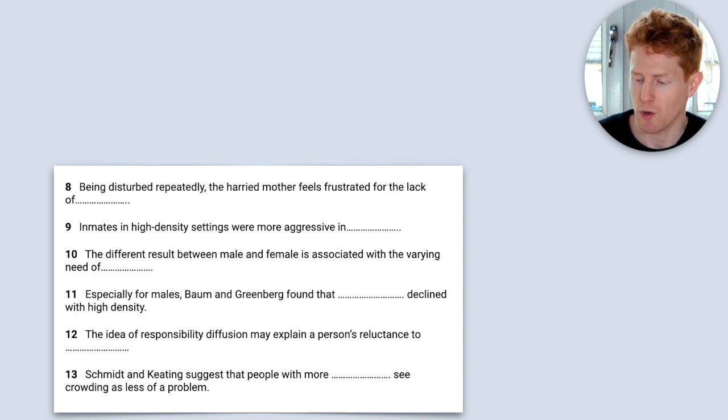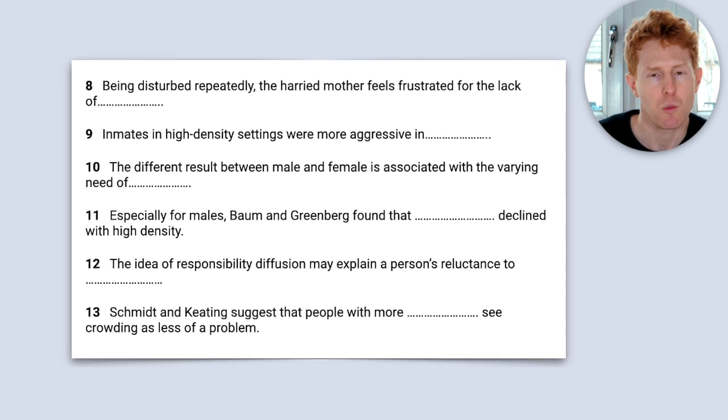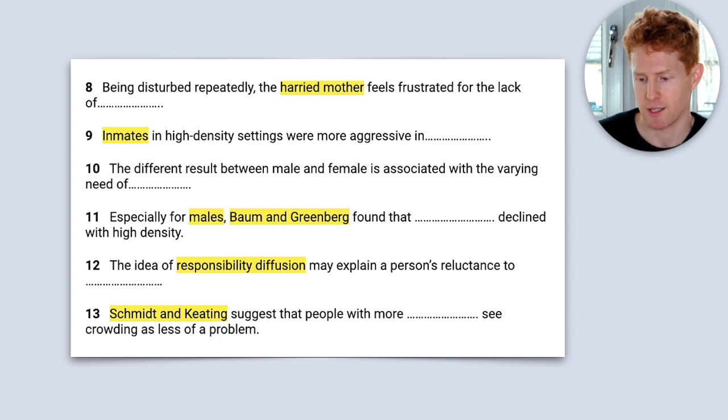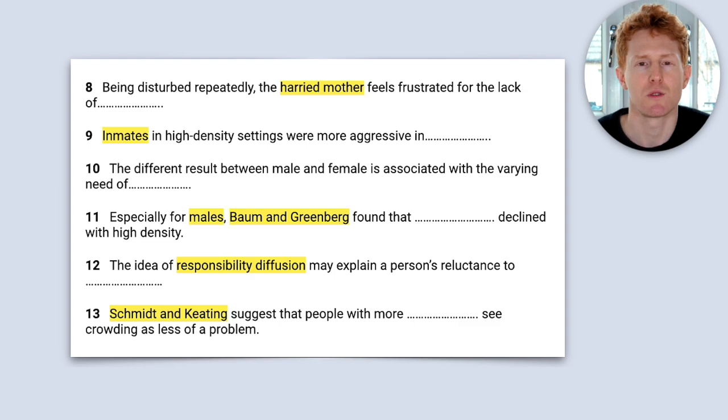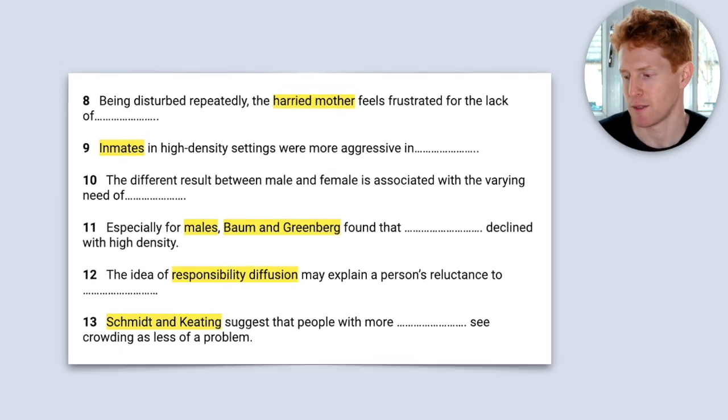Which words would you highlight here? Remember, these are words that are going to help you locate the answer in the text. If you're doing it on the screen, then just make a decision. If you're doing it on a PDF, then feel free to highlight those words. Here are the words that I've highlighted. Things like harried, mother, inmates, Bauman, Greenberg. These are all phrases that are going to help me locate the answer.